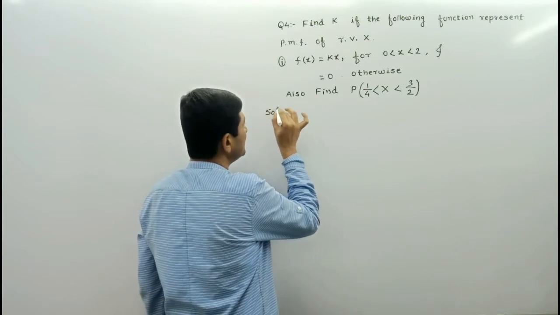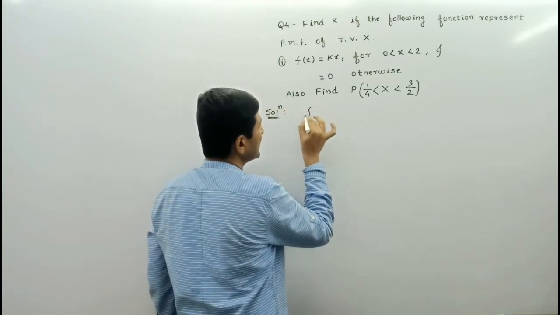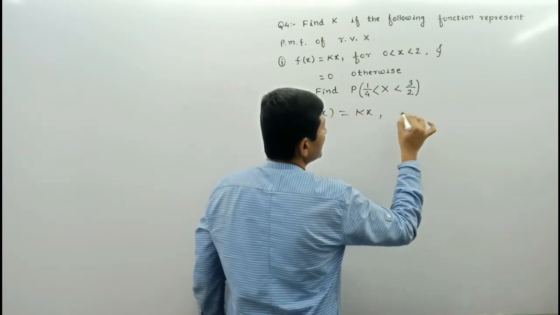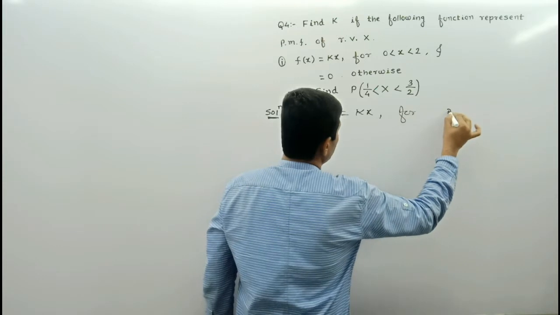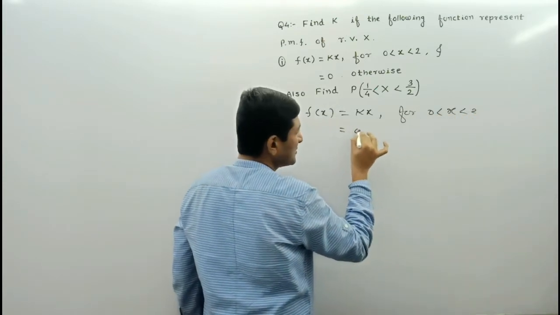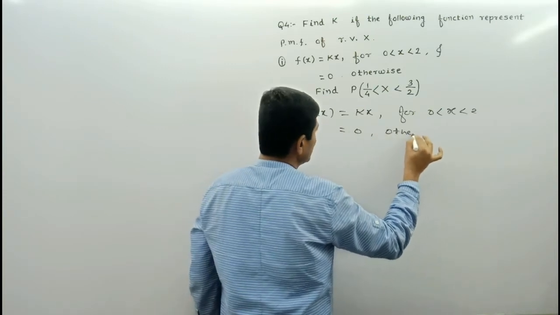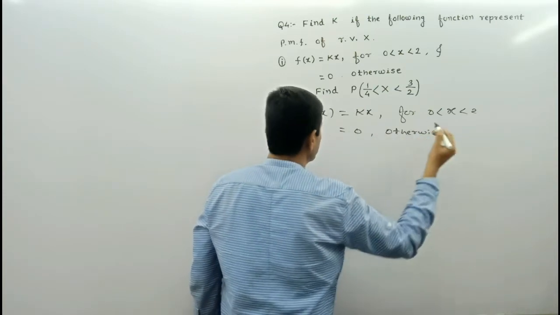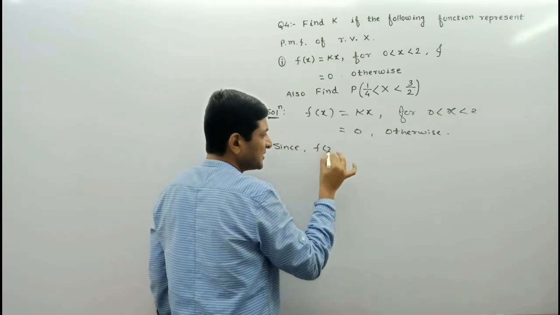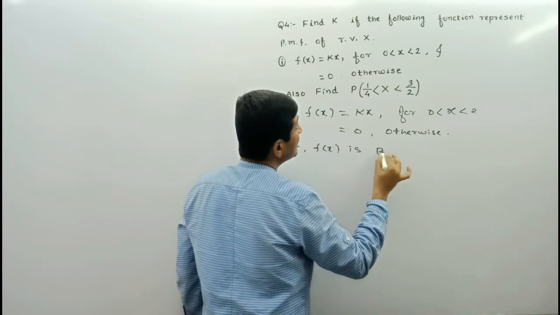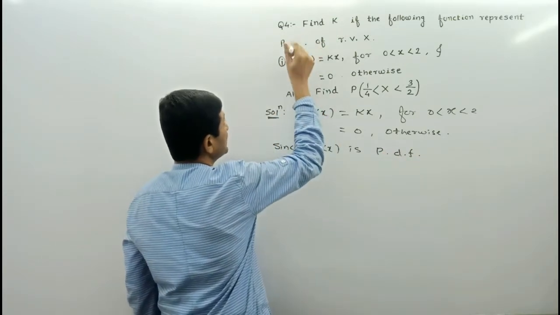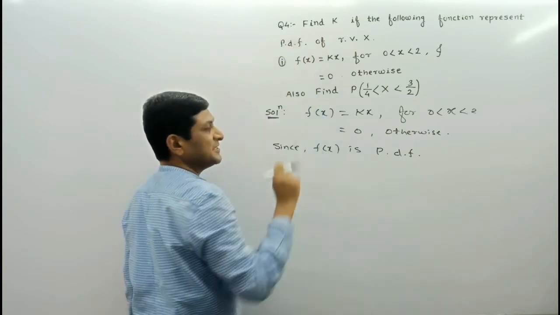So what is the given condition here? Observe, the value of f of x is given to us. f of x is equal to kx if x lies between 0 and 2, otherwise the probability will be equal to 0. These are the given conditions. Now we are using the condition that f of x is a probability density function. Sorry, here instead of probability mass function, it is given to us as probability density function.